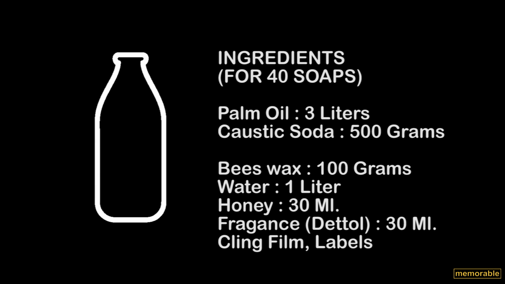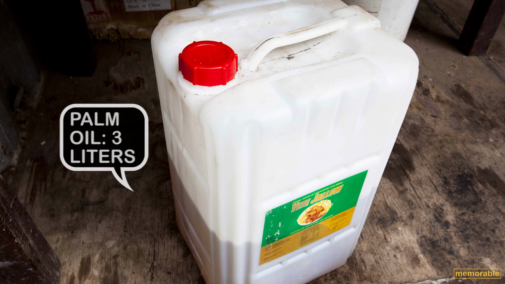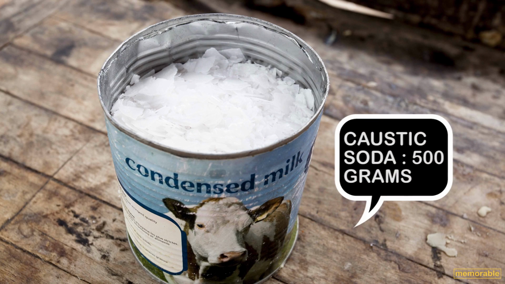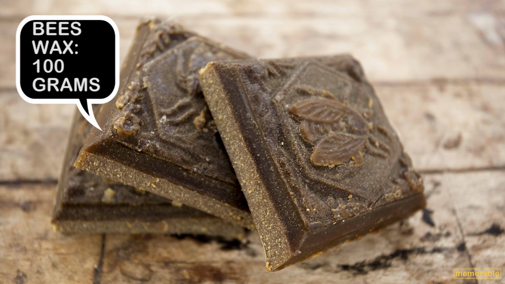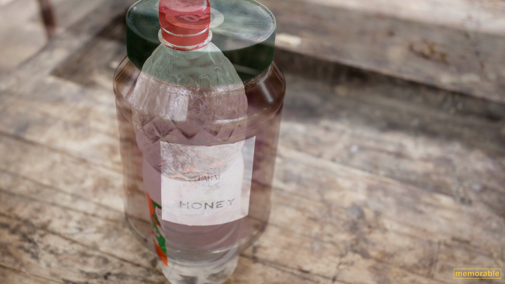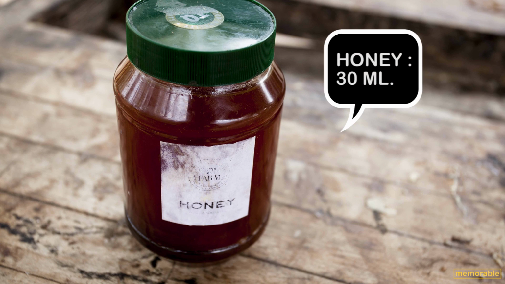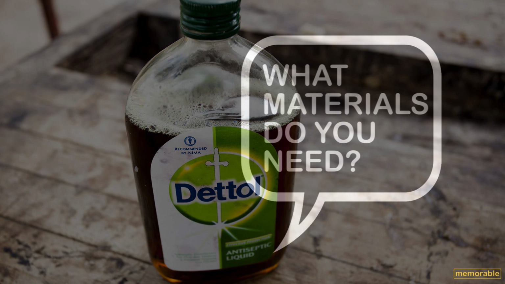Ingredients you will need to make soap. For 40 soaps, you will need 3 litres of palm oil and 500 grams of caustic soda. We will also use 100 grams of beeswax, 1 litre of water, 30 millilitres of honey, and also you will need a flavour or a scent, something like Dettol or some tea or moringa, and you will need 30 millilitres of this.